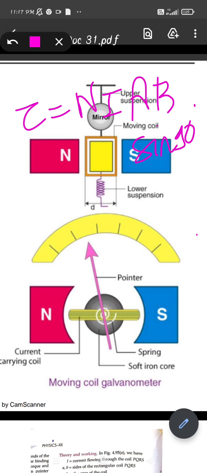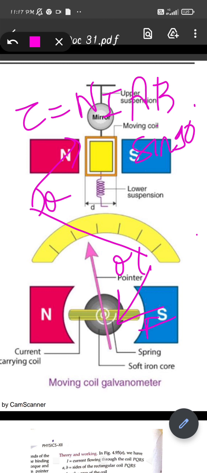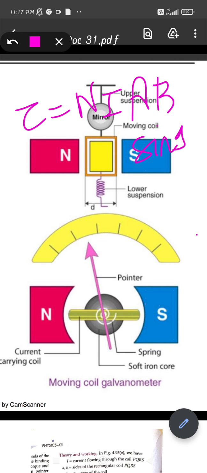Now since the torque is acting at 90 degrees, theta is already given as 90 degrees. Here the force is on this side and on this side, so the magnetic field will be in the perpendicular direction. So the value of theta will be 90 degrees. So sin 90 degrees is 1, and it will be NIBA. So torque will be equal to NIBA.